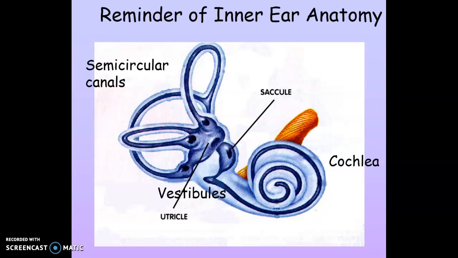So just as some background information, there are three parts to the inner ear. There's the cochlea, that's the one we hear with, when it looks sort of like a snail. And then the vestibule is in the middle, and the semicircular canals. The semicircular canals and vestibule have to do with our sense of balance or equilibrium. The cochlea is for hearing.